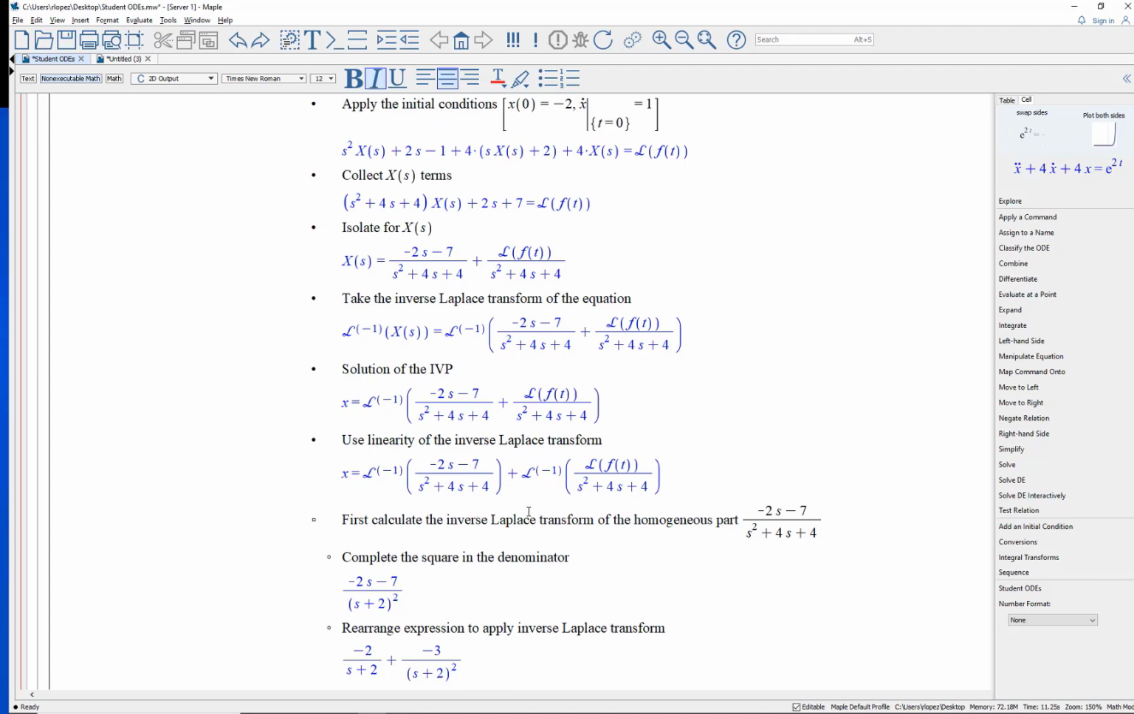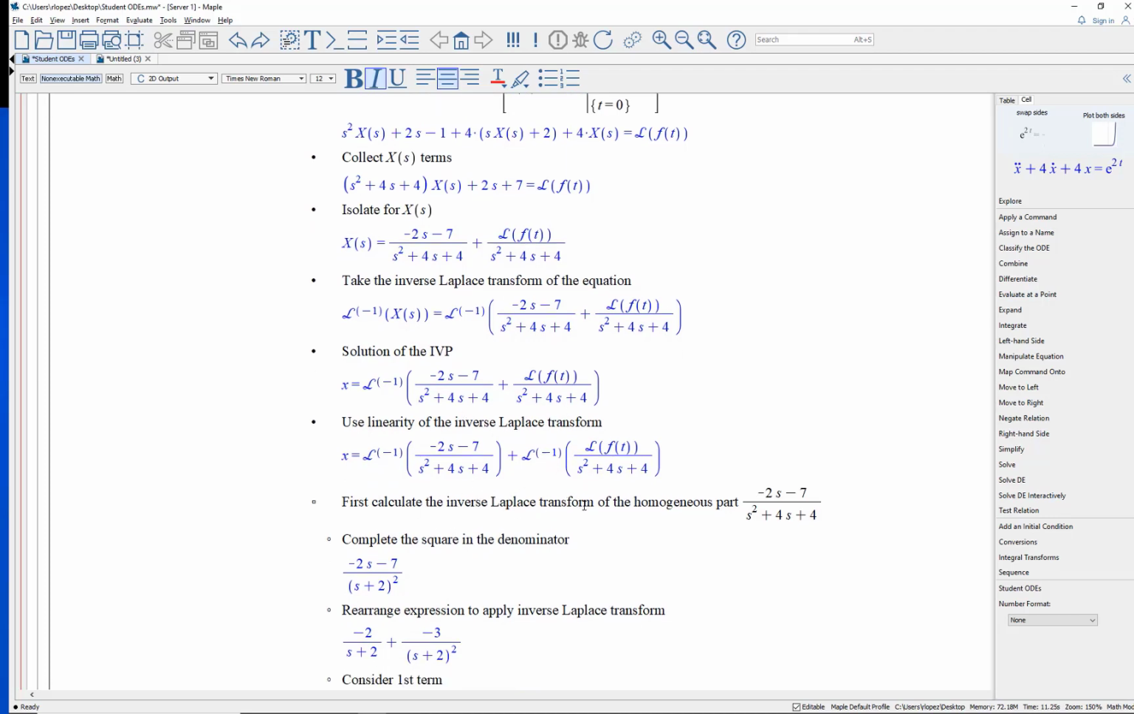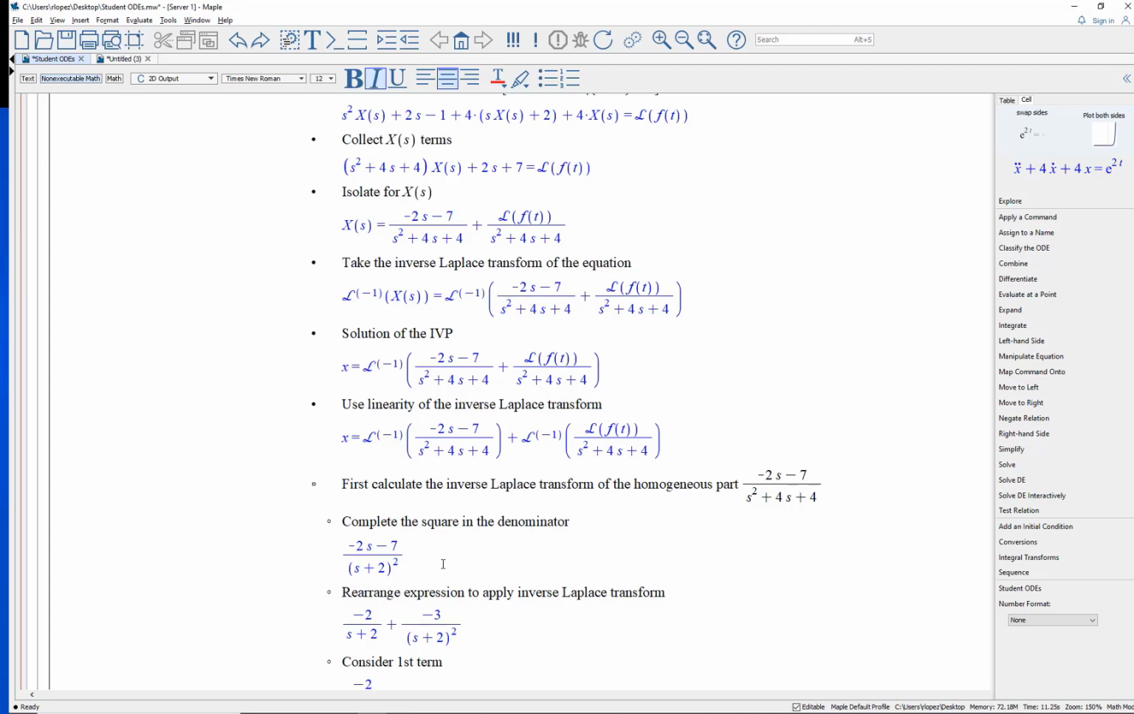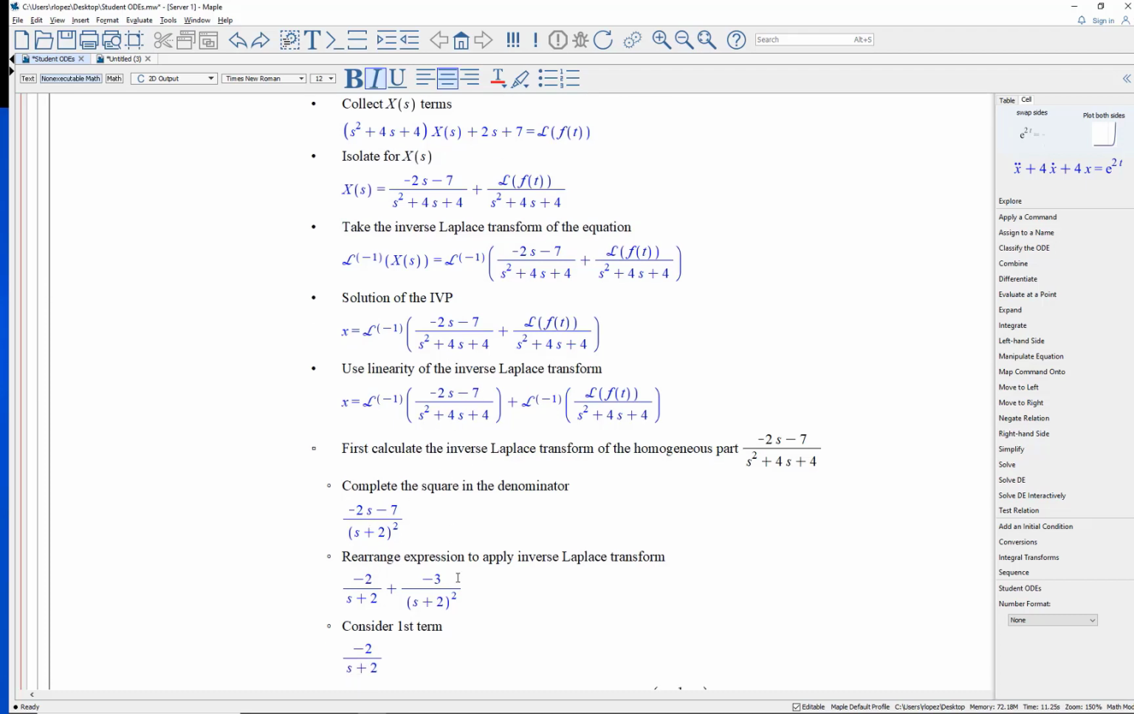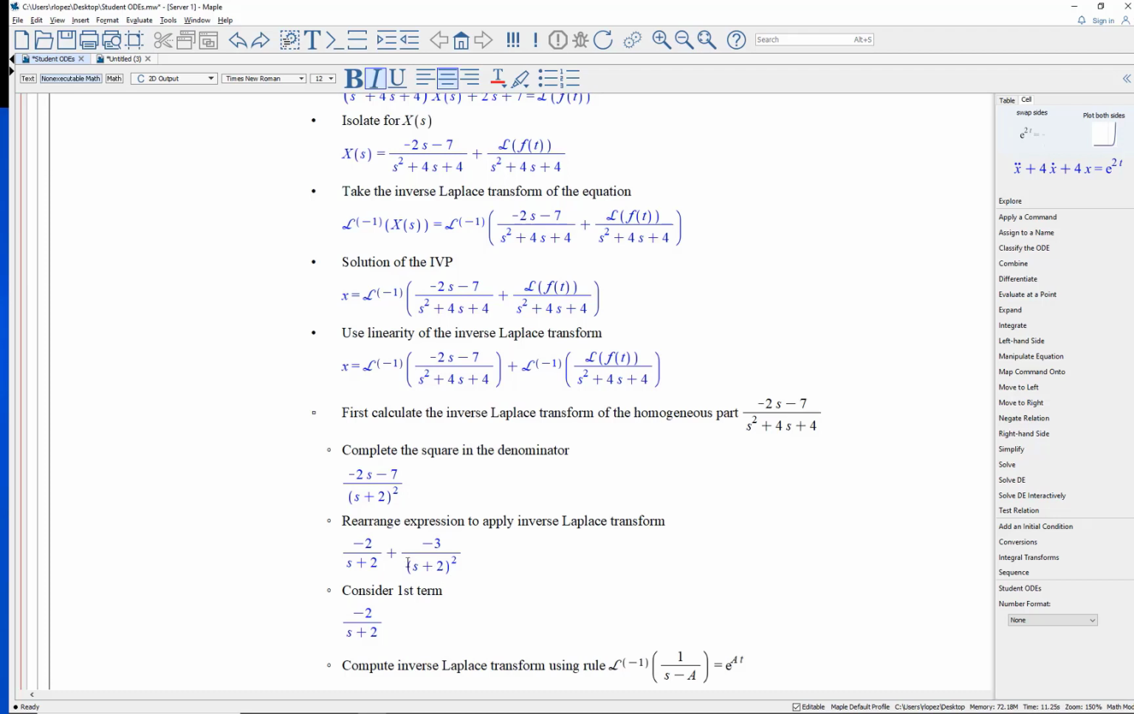It splits them, and it says first calculate the inverse of the homogeneous part. So you have this fraction here, and it's going to do the inverse with pencil and paper techniques. It's not going to call partial fractions decomposition. It's not going to call inverse Laplace. It's going to do it in terms that one would have used 100 years ago with pencil and paper. So it looks at this fraction, completes the square in the denominator, then rewrites it as two separate pieces, which is really partial fraction decomposition.